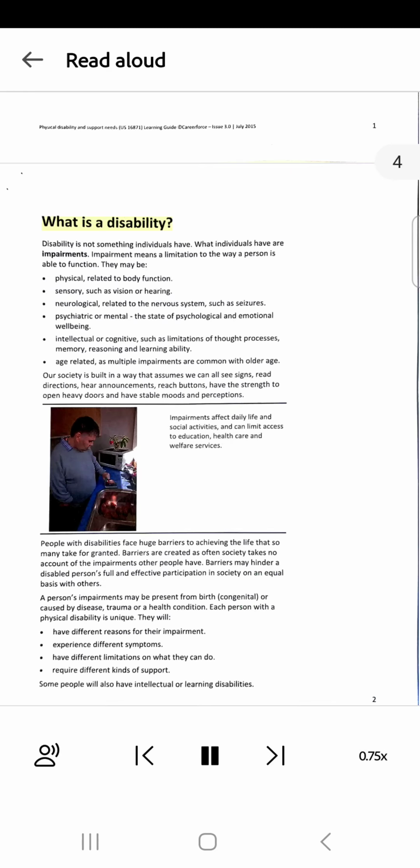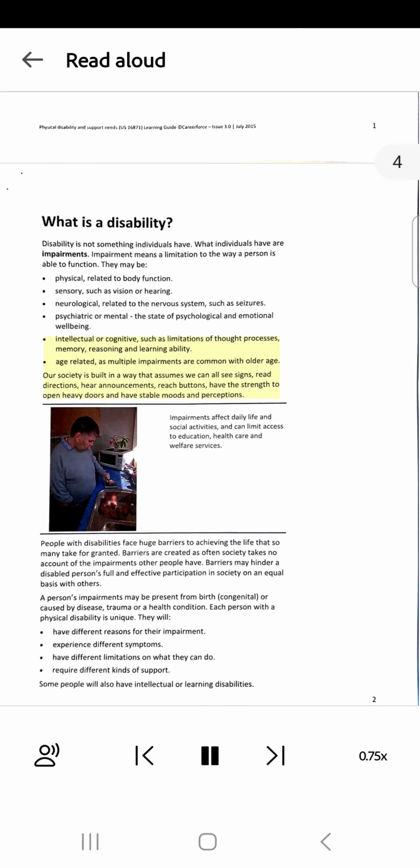What is a disability? Disability is not something individuals have. What individuals have are impairments. Impairment means a limitation to the way a person is able to function. They may be physical, related to body function; sensory, such as vision or hearing; neurological, related to the nervous system, such as seizures; psychiatric or mental, the state of psychological and emotional well-being; intellectual or cognitive, such as limitations of thought processes, memory, reasoning and learning ability; age-related, as multiple impairments are common with older age.